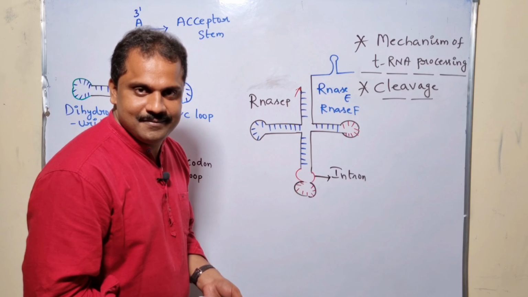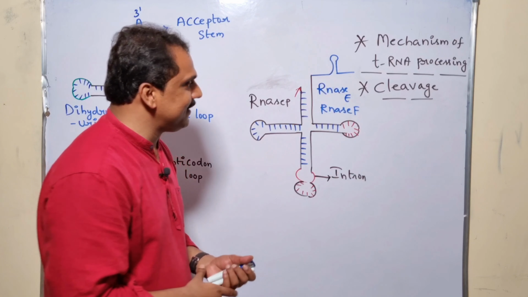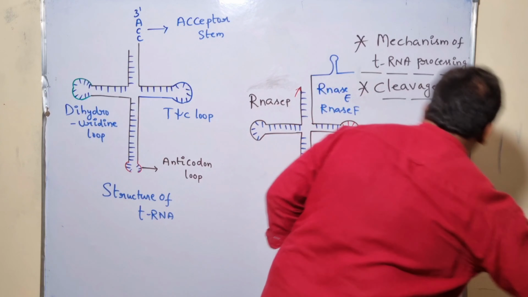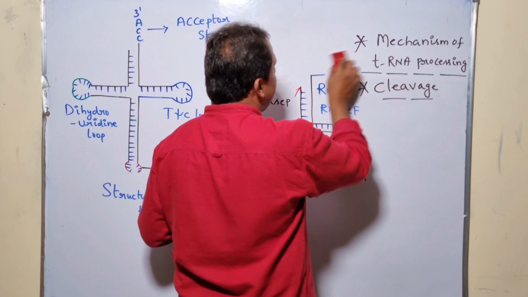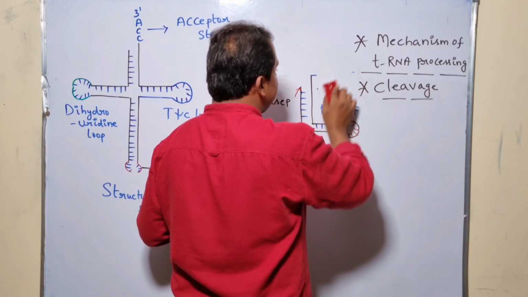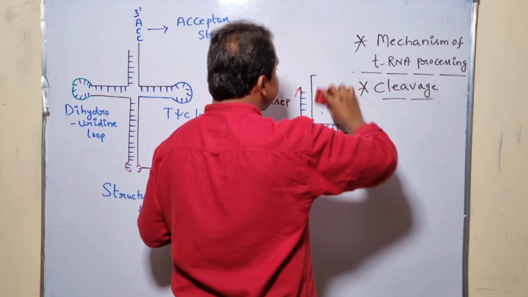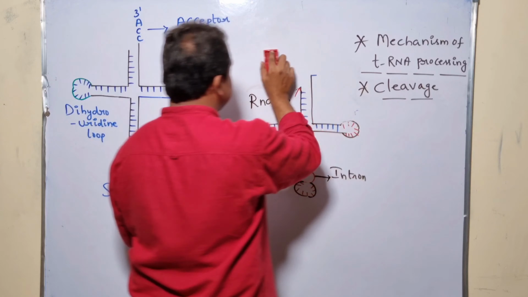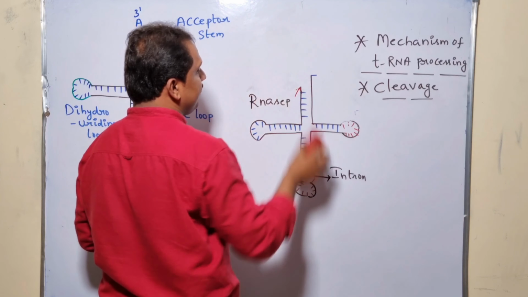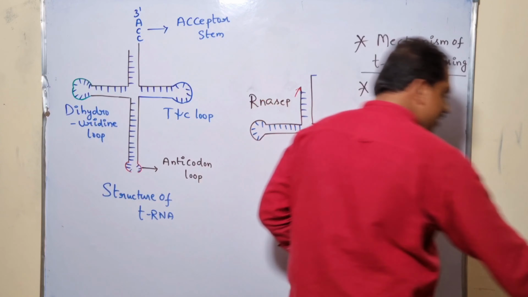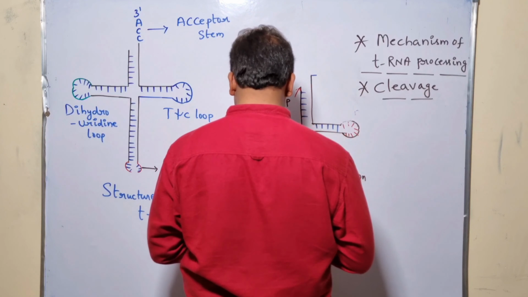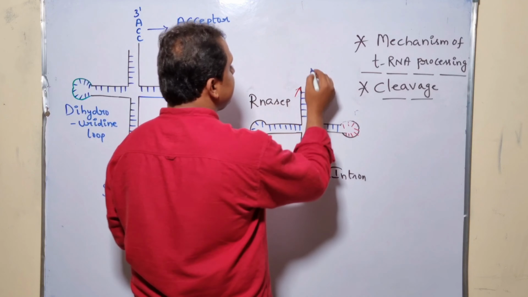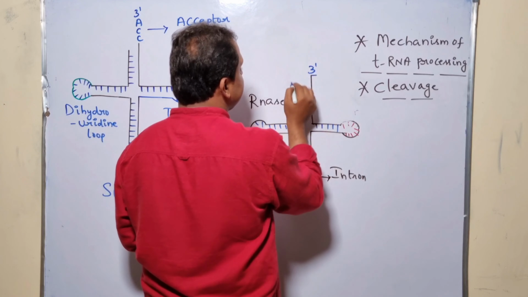Is it clear? So let me arrange the things here. RNase E and RNase F. So these are the endonucleases which play a prominent role for the successful cleaving of the extra nucleotides present at the 3' end.